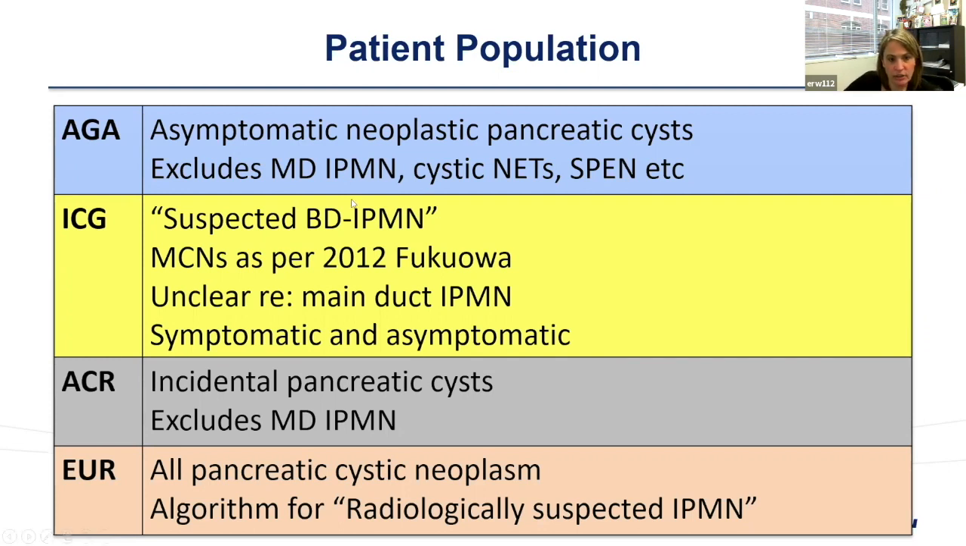So the AGA starts with asymptomatic neoplastic pancreas cyst and excludes any of these others. The ICG has now narrowed down to only suspected branch duct IPMN and said MCNs are no longer included in the algorithm because these should all be resected. The main duct IPMN is sort of included because they talk about the size of the main duct, and then they include both symptomatic and asymptomatic patients. The ACR is really only incidental cyst, and the European takes all pancreatic cystic neoplasms.